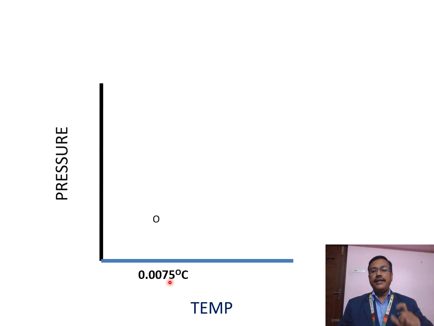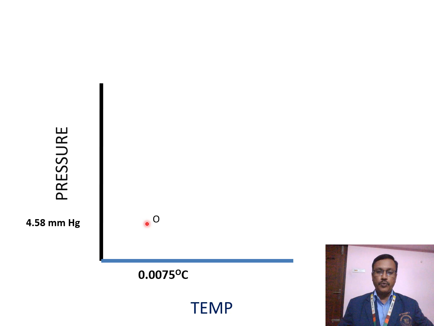This triple point equilibrium exists at a particular condition of temperature, 0.0075. Then the corresponding pressure also we have to mention, right? What is the pressure? 4.58 millimeter mercury of pressure. We are not at all mentioning it in atmospheric pressure because it is a very meager pressure. So we are representing it in terms of millimeter of mercury pressure. This is known as triple point.